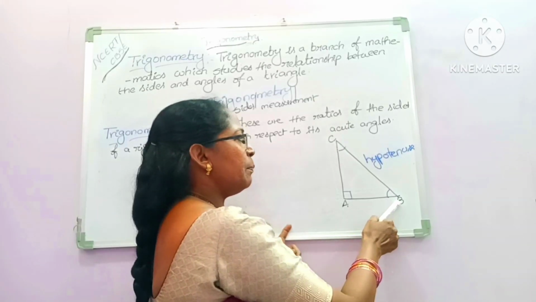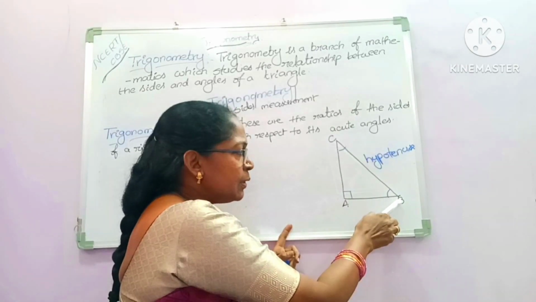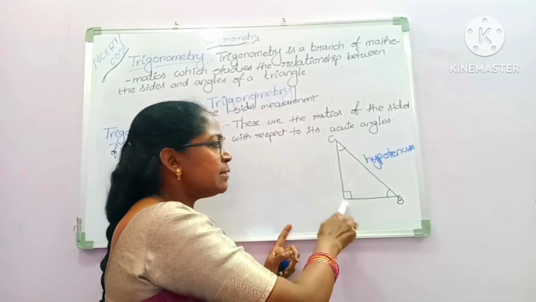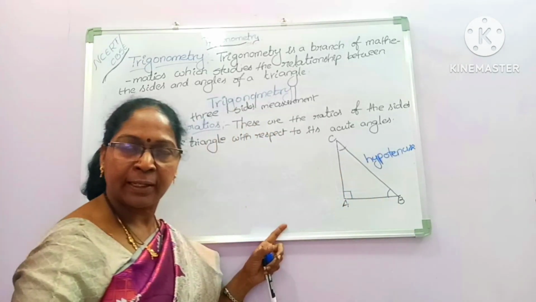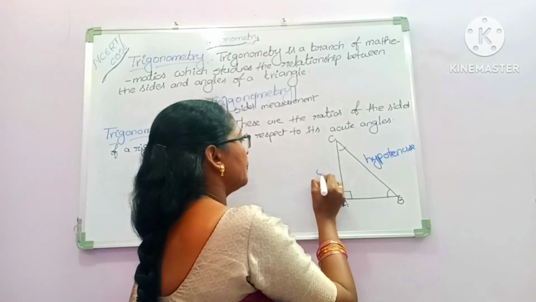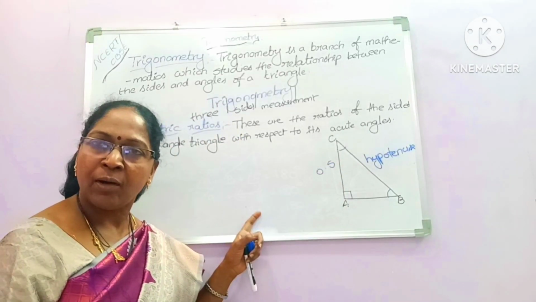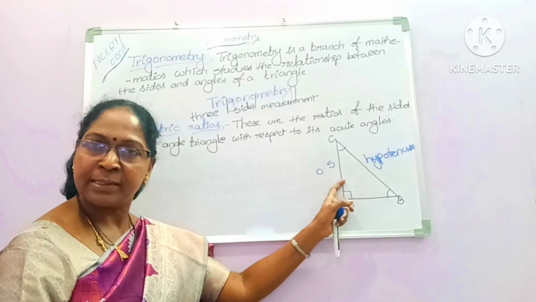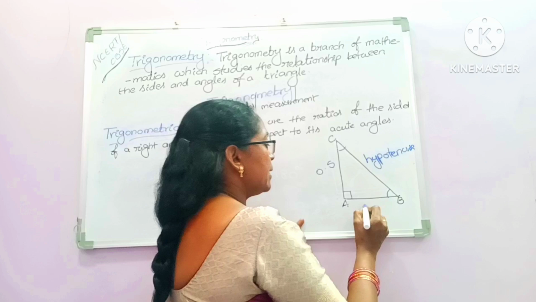And for angle B and angle C, here I am taking B as the reference angle. For this B, which is the opposite side? Just observe: for this B, AC is the opposite side. This is the opposite side, so you represent it as O.S. O.S. is nothing but the opposite side. And the third one, the base line, we call the adjacent side.